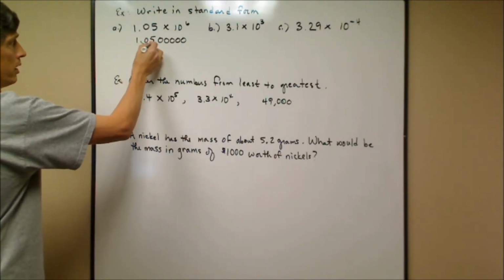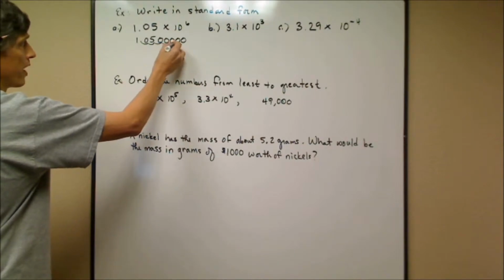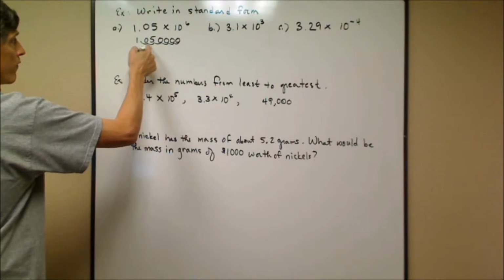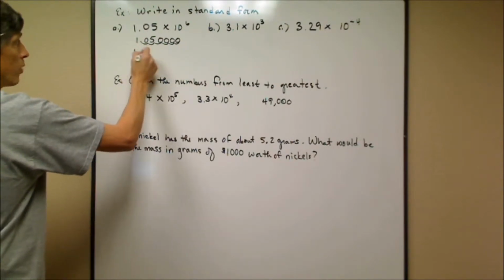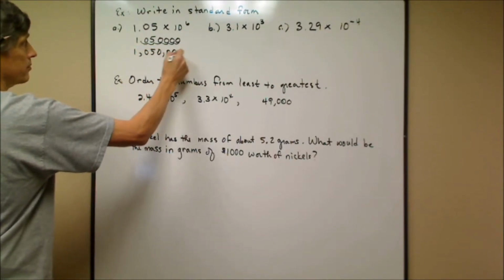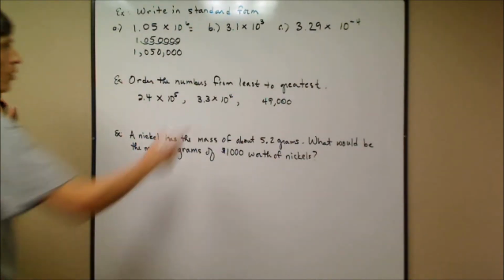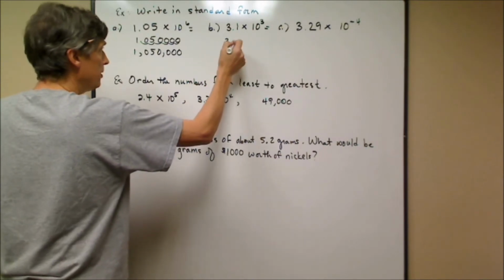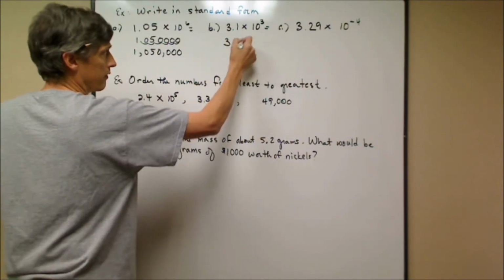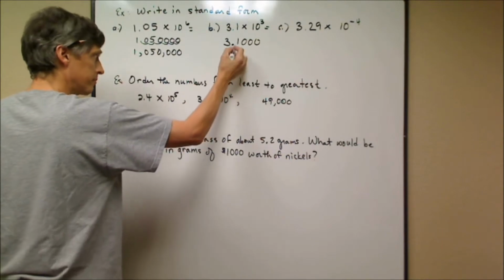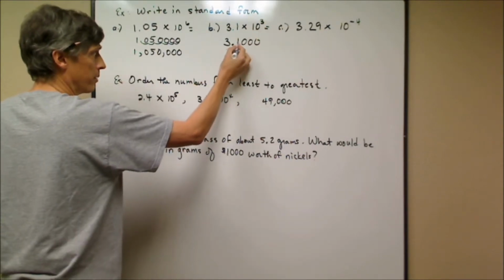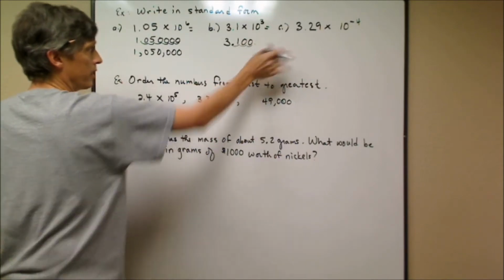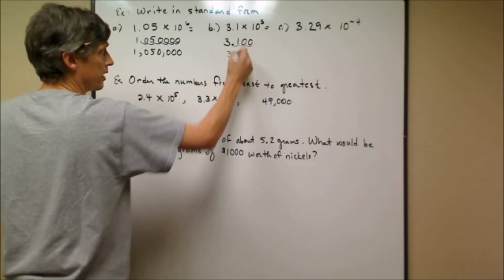And I'm going to move it 1, 2, 3, 4, 5, 6 places. Don't need that 0, so that's 1, 2, 3, 4, 5, 6, 7 digits. That's 1,050,000. Over here, another positive exponent, so another bigger number. 3.1, I'm going to have to add some zeros as placeholders. I got to move it 3 places to the right to make it bigger. 1, 2, 3, that's what this tells me. So I can drop this 0 right here, and I have 3,100 as my answer.